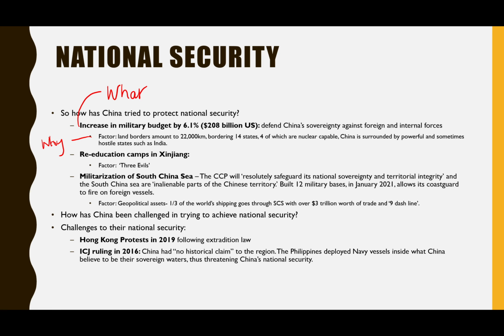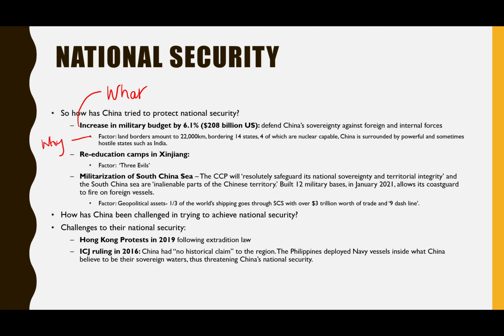There are frequently disputes in this region in the news, so there's lots of evidence that you could find about the South China Sea. The reason why China is doing this is geopolitical assets. One third of the world's shipping goes through the South China Sea, $3 trillion worth of trade, and it's also rich with resources. So for China, this is an important region.